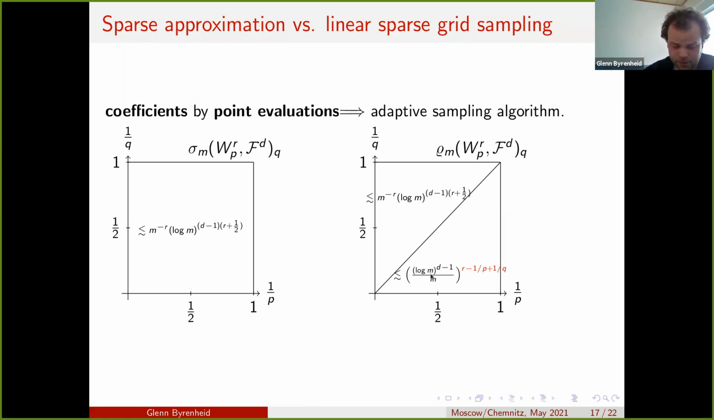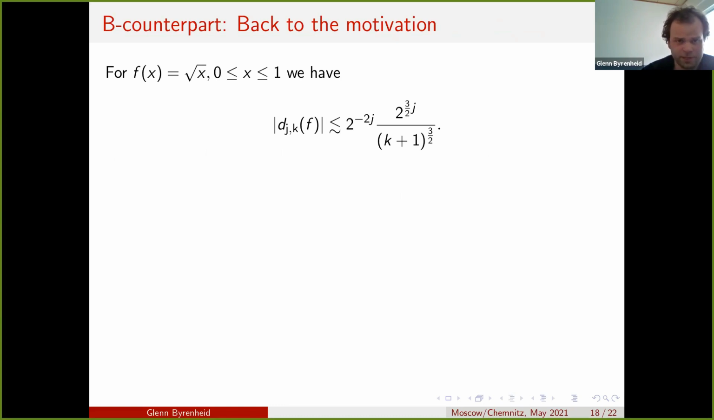Meaning, here nonlinear approximation benefits from having different integrabilities between source and target space. For that reason, if we look back to our motivating example, the square root function, one can prove that the corresponding Faber-Schauder coefficients are decreasing with this speed.